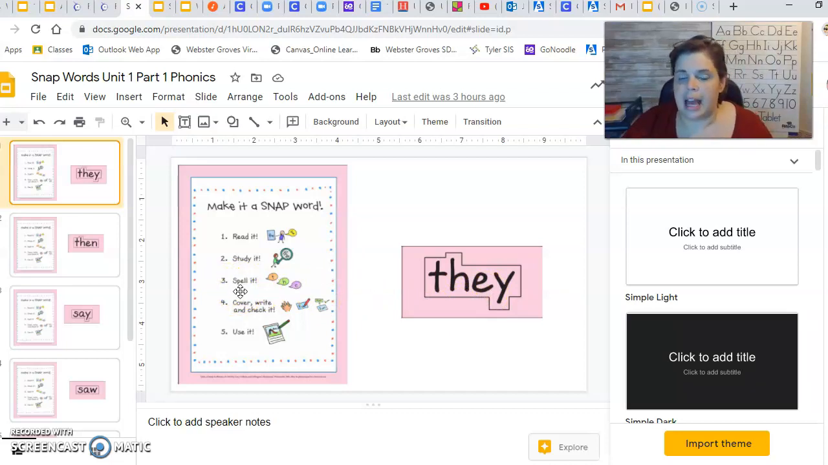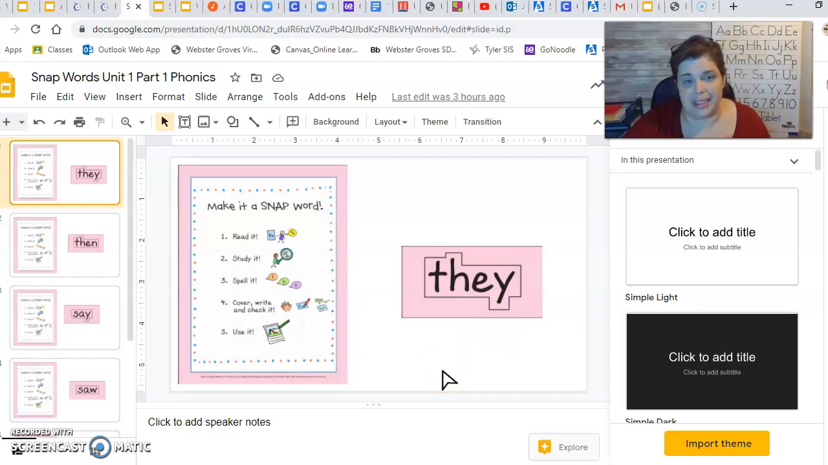All right, the next thing we're going to do is spell it, and there's all kinds of ways you can do this. Sometimes I like to do it with a monster voice. Sometimes I like to do it with a little mouse voice. Sometimes I like to do it like a cheerleader. Sometimes I like to do it in a whisper. So let's do whisper first. Are you ready? T-H-E-Y.